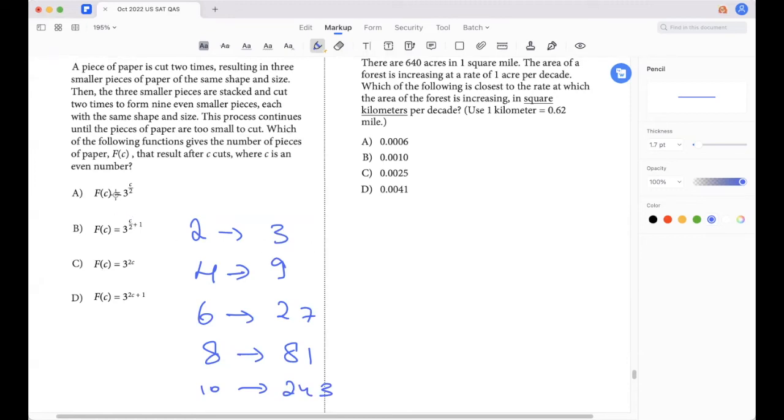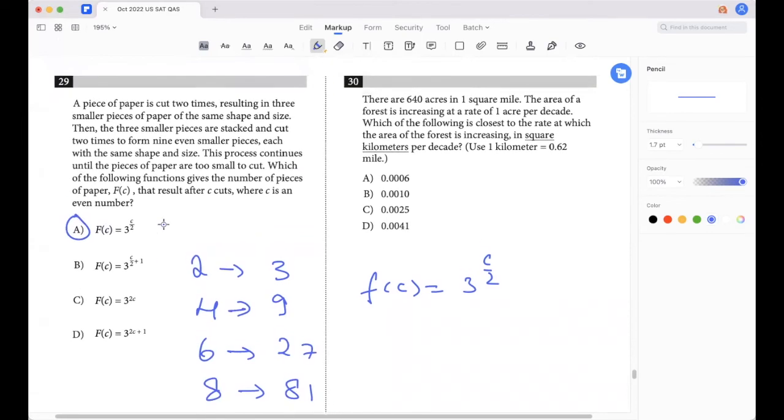Right. So let's work with the options. So FC is 3 to the power C by 2. So when C is 2, 2 by 2, 1. When C is 4, 9. Yeah. So A works. Correct. Yeah.